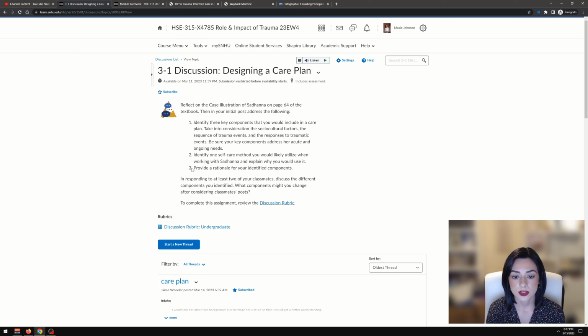And so that's where we get into down here on point 3, it says provide a rationale for your identified components. And so how you provide a rationale is that up here, when you talk about the 3 components, again, you explain, this is why this is so important. So for Sadhana, if you were going to do a paragraph on trauma, you would want to make a case for why that's so important. Why is addressing the trauma important?